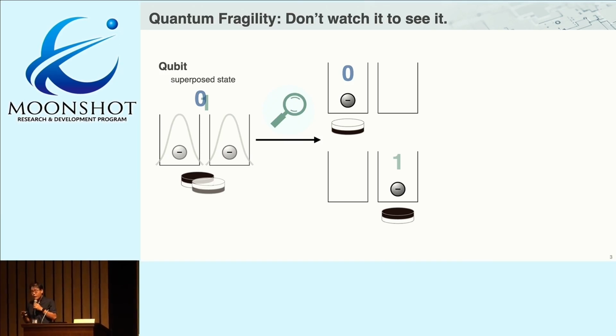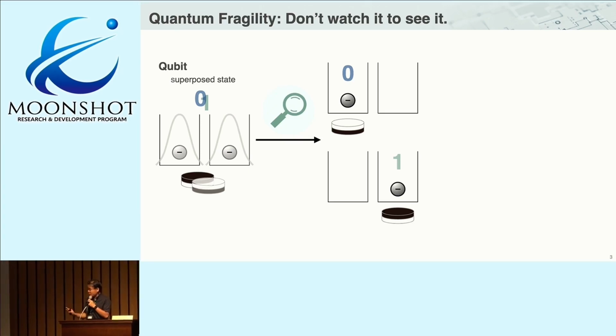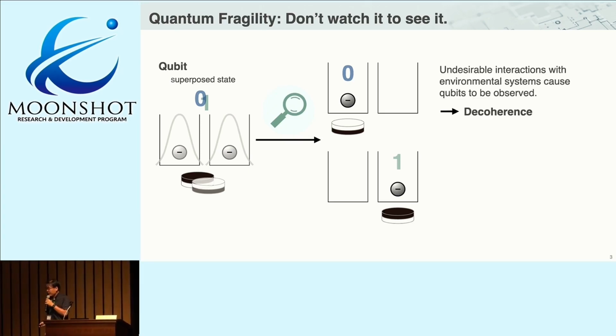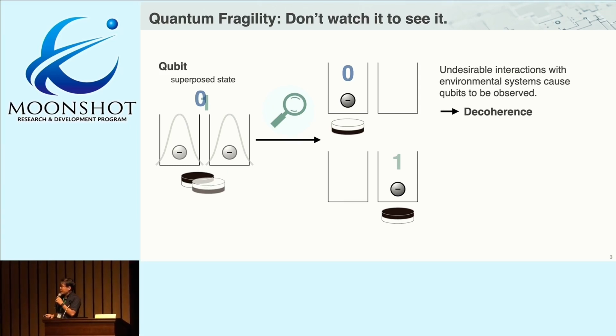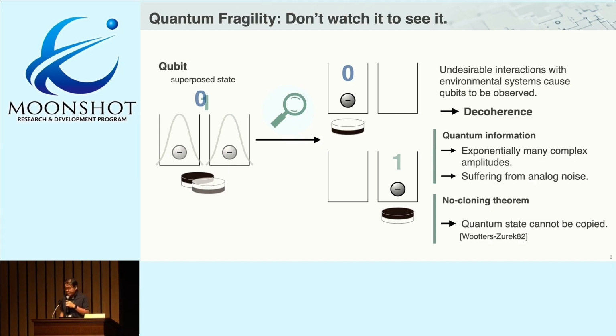Of course, we do not measure the quantum state during the computation, but unfortunately, undesirable interaction between the environment and the quantum bit causes some decoherence, destruction of the quantum coherence. So the quantum information is easily destroyed.